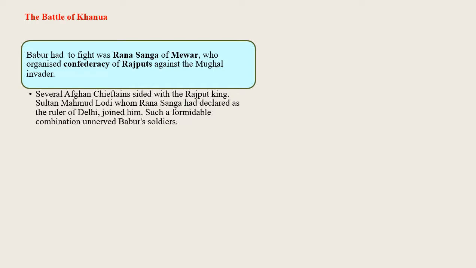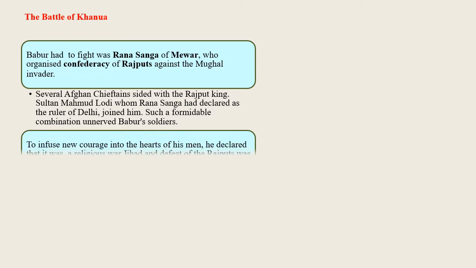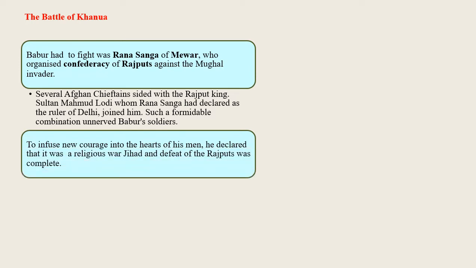In order to infuse new courage into the hearts of his men, Babur declared that they were engaged in a religious war, jihad. In a dramatic gesture, he broke his wine cups and vowed not to take strong drinks any longer. He charged them with new fervor. This produced the desired effect. The defeat of Rajputs was complete.